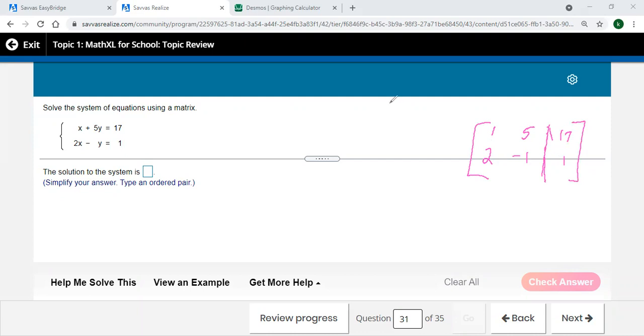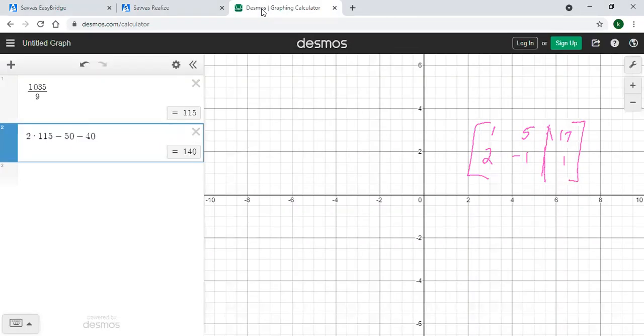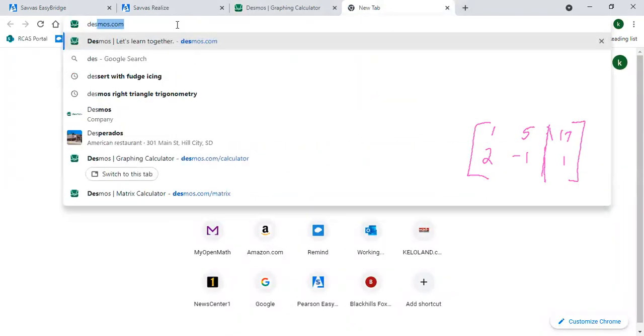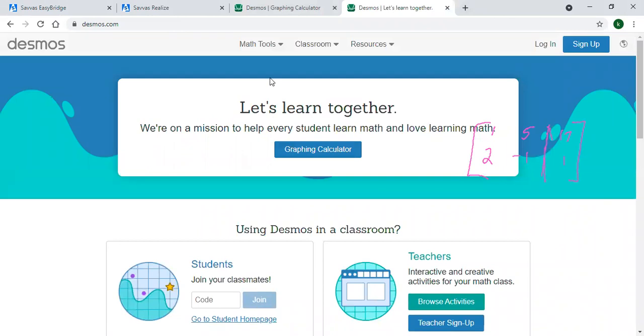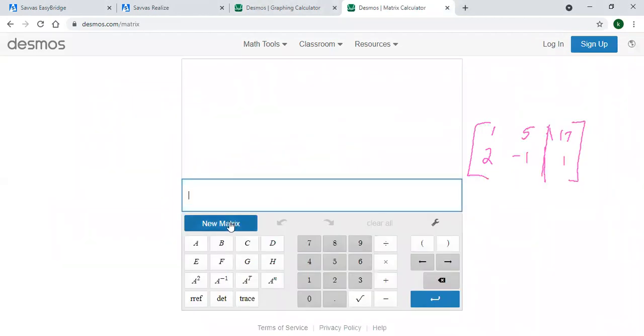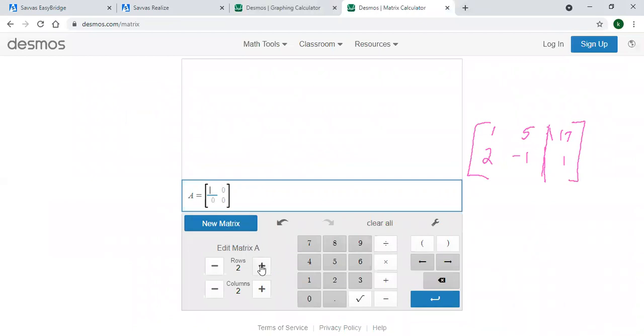Then you can hop on over to the Desmos calculator. This is where I got in trouble the last time though, when I tried to, maybe I'll just open a new tab for a matrix Desmos. So Desmos calculator, don't go to the graphing calculator. I got a window on top of something here, math tools, and the matrix calculator there. You do a new matrix.